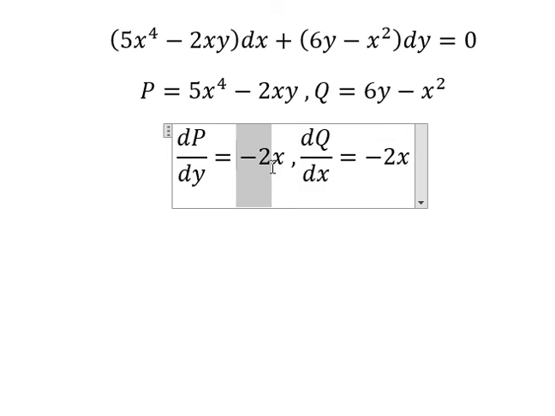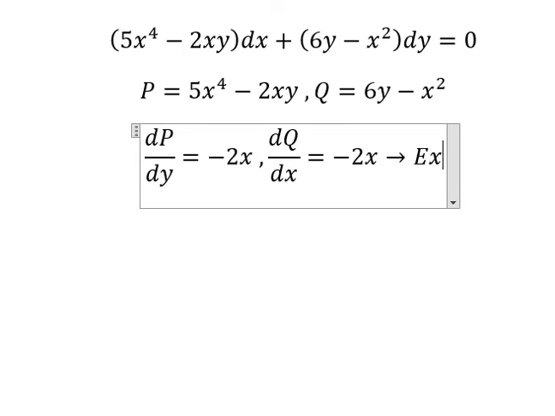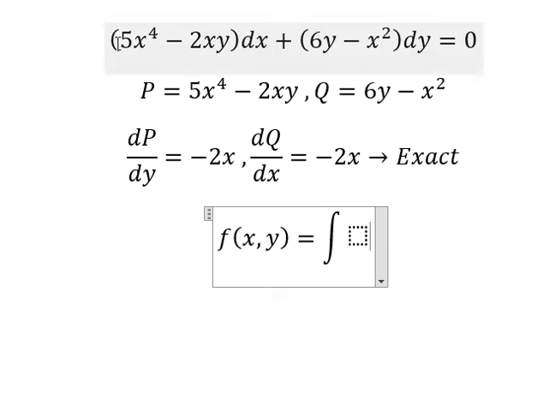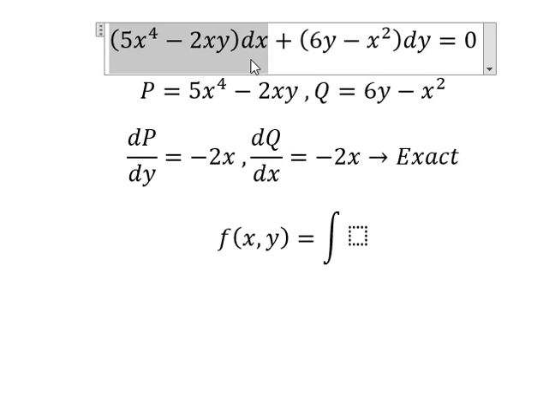We see that negative 2x equals to negative 2x. That means they are exact. Now we need to set up the function f(x,y). f(x,y) equals to the integration. So I will choose this one in here.